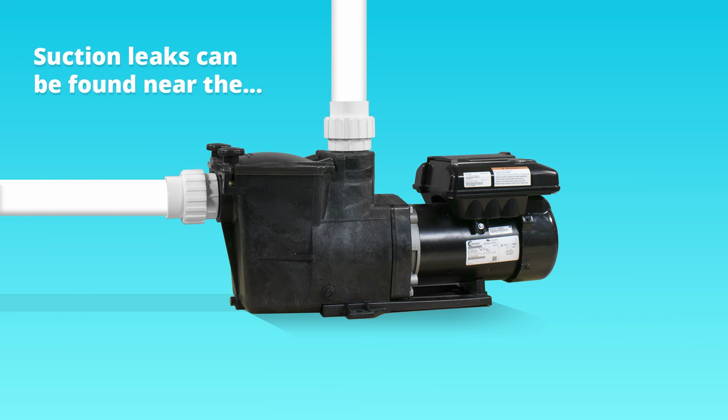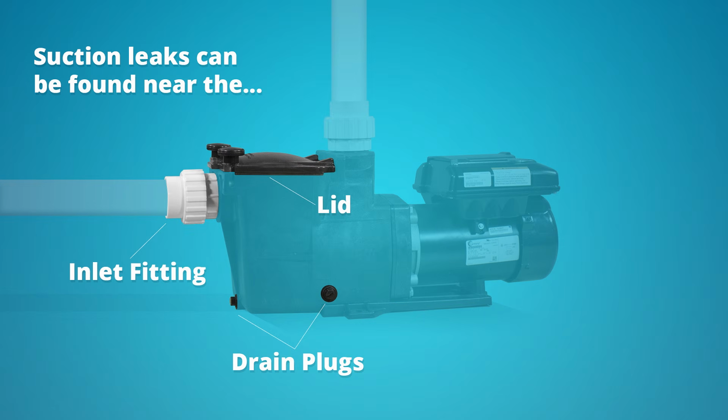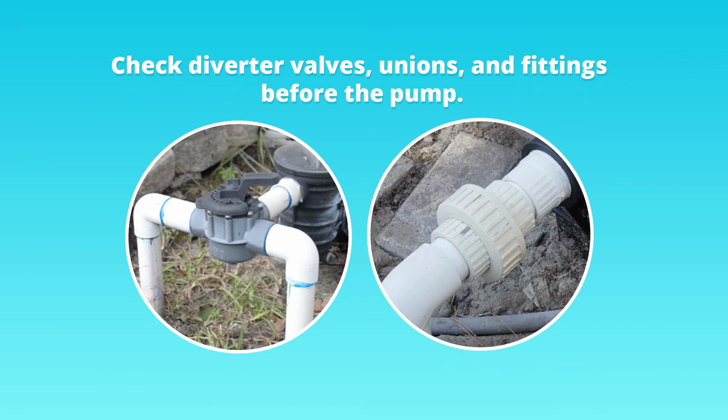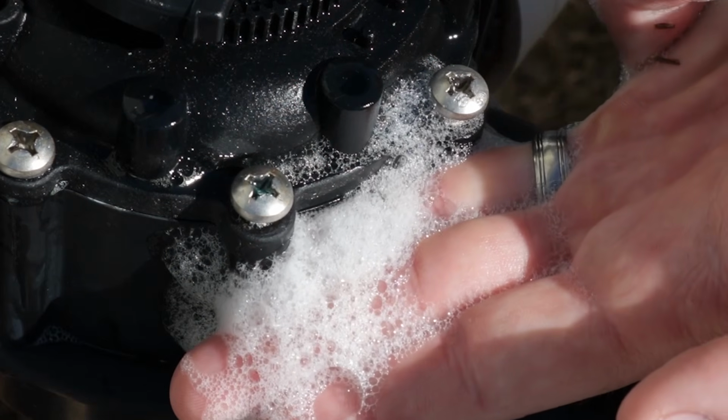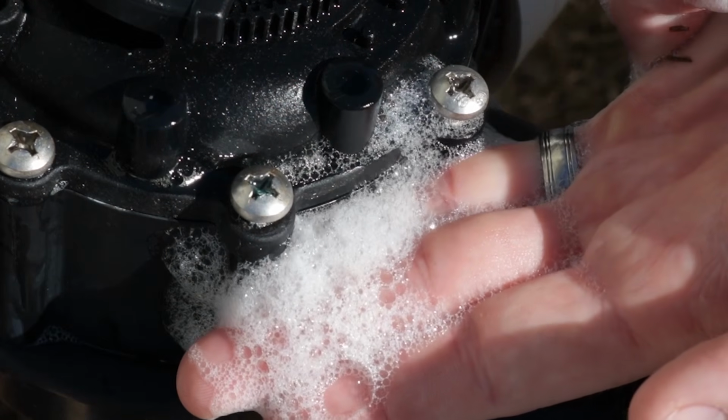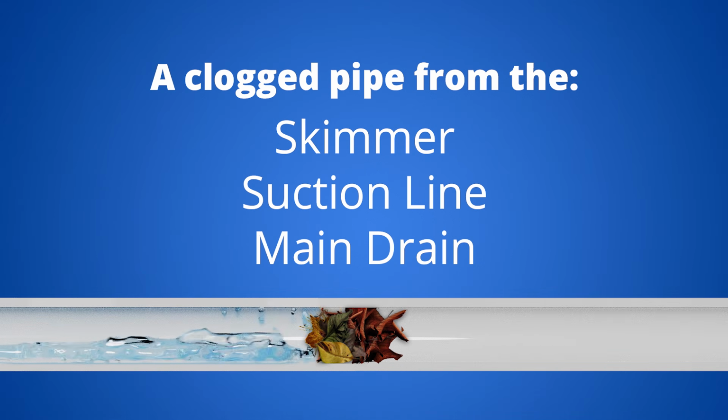Suction leaks at the pump are usually going to be found near the lid, drain plugs, and inlet fitting. Replace any O-rings that look deteriorated, stretched, or broken. If you don't have an air leak at the pump, check the diverter valves, unions, and fittings before the pump. For tips on how to find these leaks, check out our video titled How to Find Suction Side Air Leaks in a Pool.